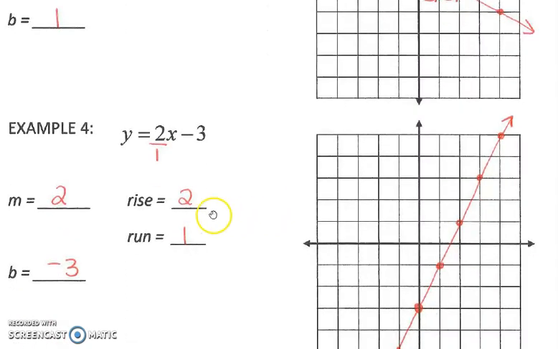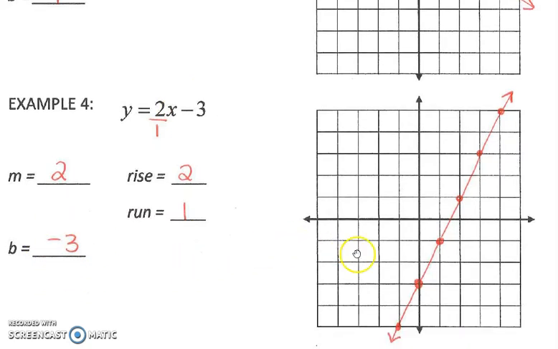Let's look at example 4. y equals 2x minus 3. So when you have 2, this is a whole number. You want to change it to a fraction because in order to do rise over run, you need to have fraction format. So it's going to be 2 over 1. So you're going to write slope is 2, but when you do rise over run, you want 2 over 1 because 2 over 1 is 2, okay? And then the y-intercept is negative 3, so you're going to write negative 3 here.